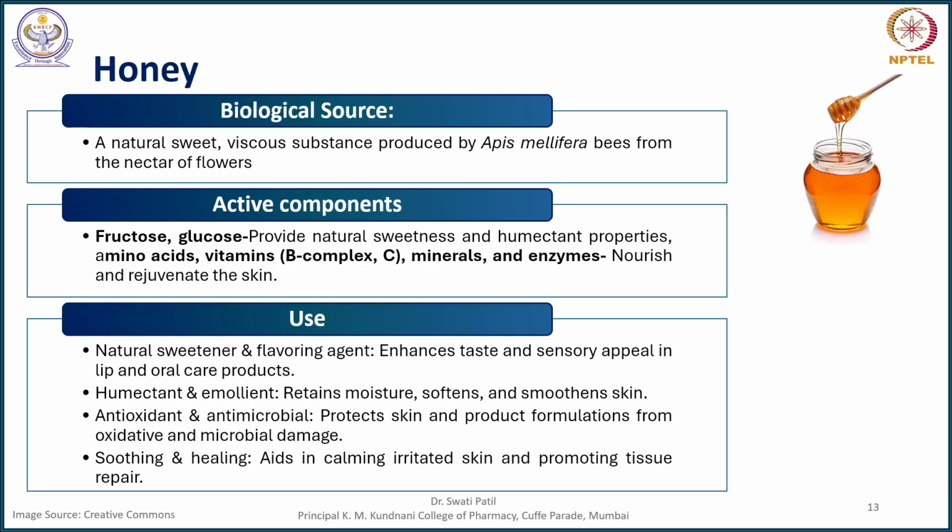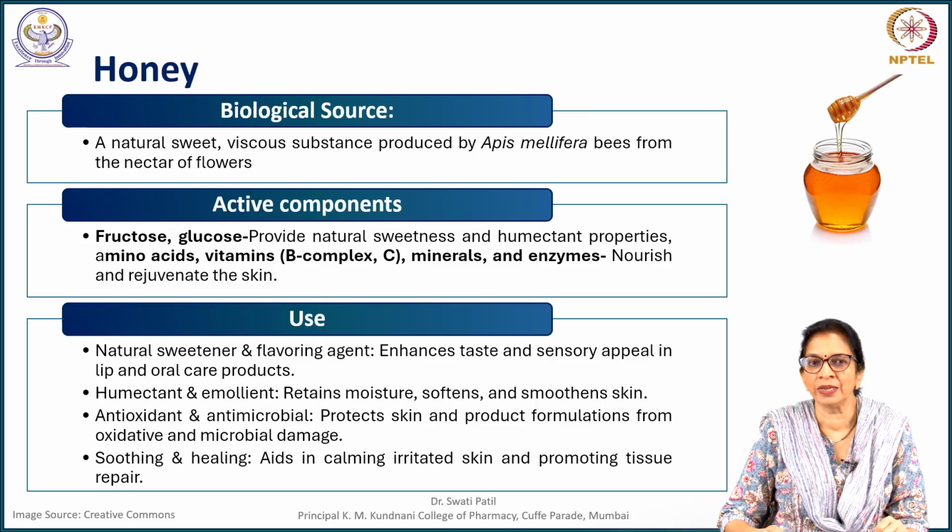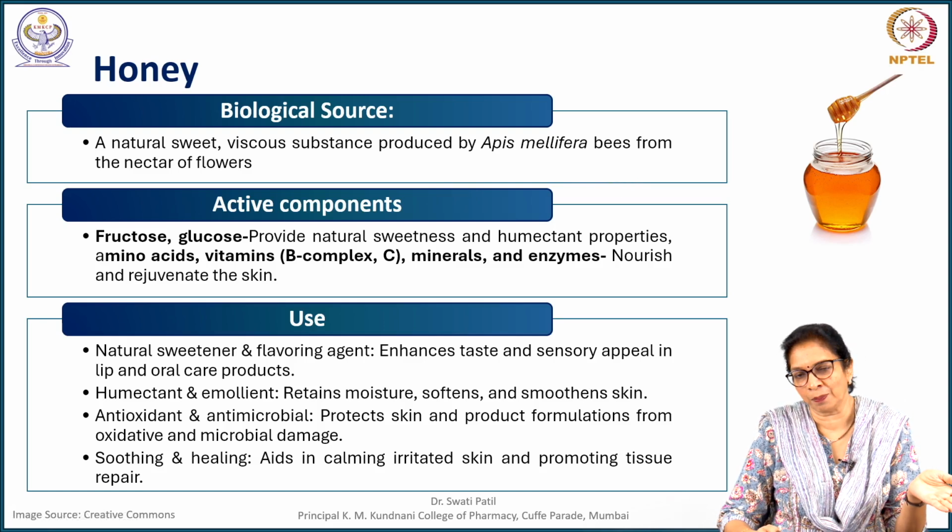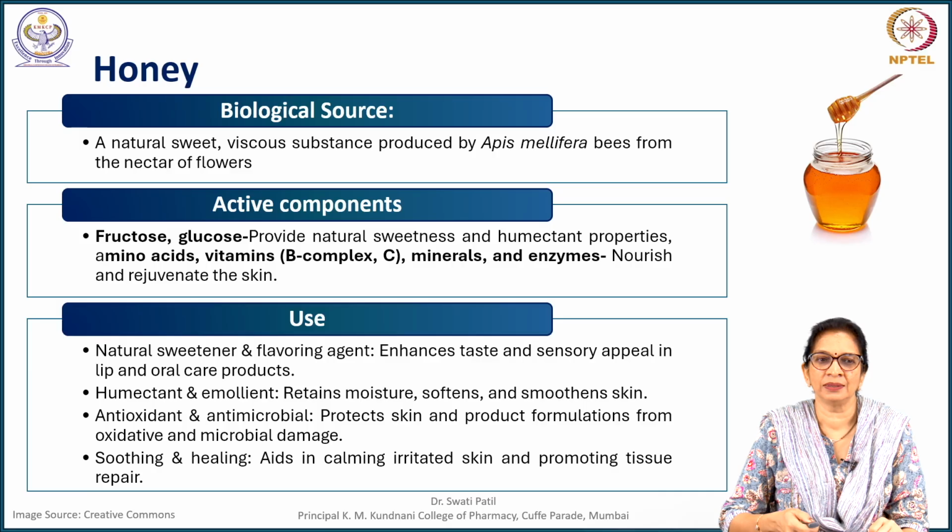Another very commonly used sweetener to replace our sugar is honey. A natural sweet, it cannot be called totally herbal, but a sweetener used from a natural source, and this is a viscous substance which is produced by Apis mellifera, but these bees collect it from the plant. Hence, it is partially herbal, but the preparation is done by these honey bees, and this comes from the nectar of flowers. So, it contains fructose, glucose, it provides natural sweetness and humectant properties.